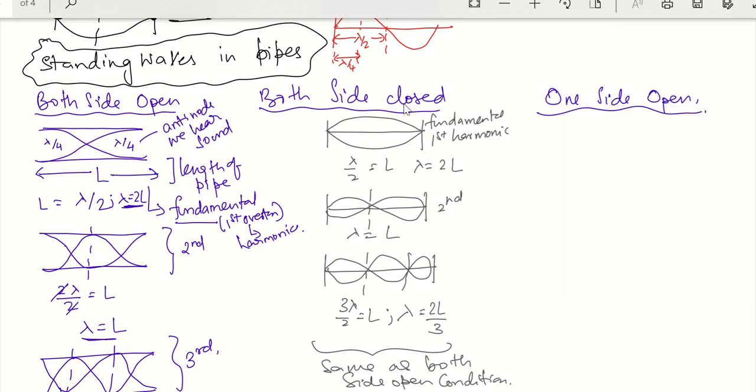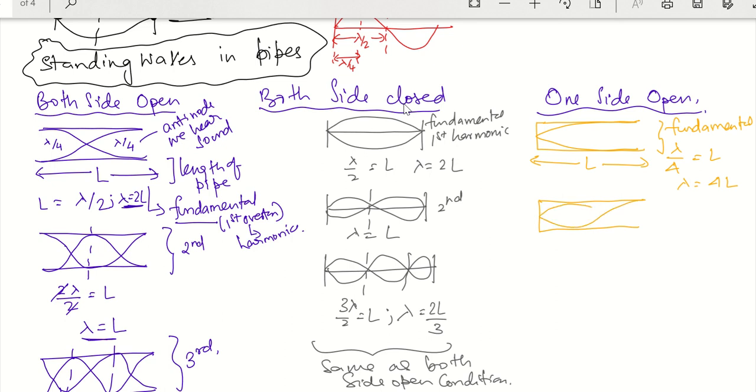Let us see this one. So one side open condition is going to be, this is the length. It's going to be something like this. Okay. So this is your fundamental. So which means clearly that this is nothing but lambda by 4, which is equal to L. So lambda is 4L. See. Then comes your second one. So this way. Now how many lambda by 4's are there? Again, if you see here, you get 3 lambda by 4, that is L. So lambda is 4L by 3.